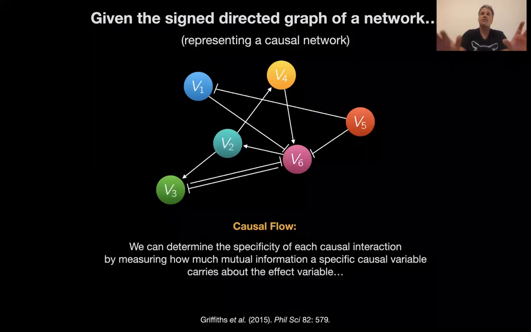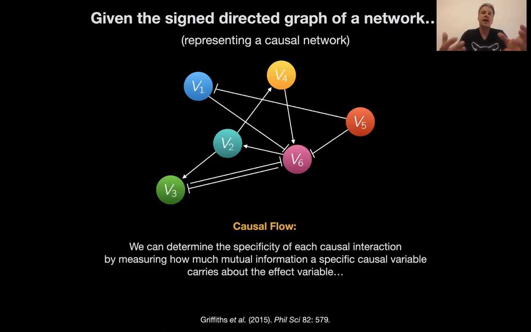Okay, so let's apply this to a network. Let's take a sign-directed graph of a network. So let's say this represents some sort of network of causal influences between variables, right? Positive, negative, doesn't matter really. And we want to measure the causal flow. Which one of these interactions are relevant? Which ones are not? How are we going to do this? Okay, and the trick is we can determine the specificity of each causal interaction. We can measure causal specificity.